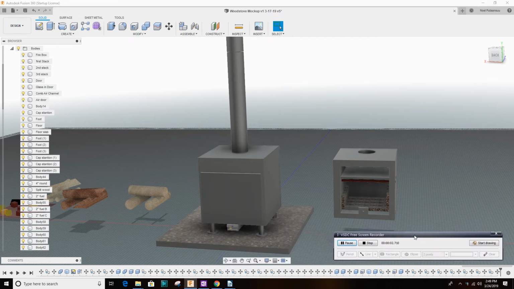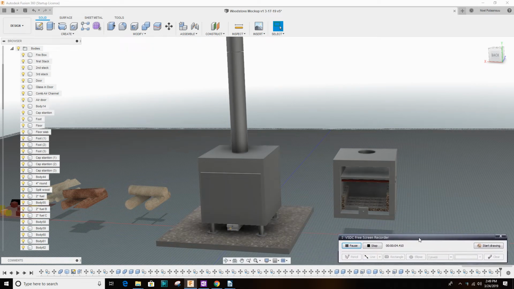Good day, this is Chapter 1 of Wood Stoving. I have here a stage set up in Fusion 360 to explain some of the terms, concepts, and definitions of wood stoving.